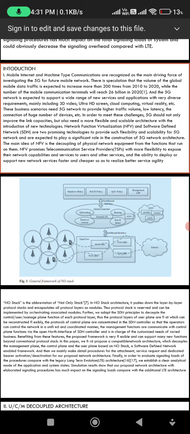The main idea of NFV is the decoupling of physical network equipment from the functions that run on them. NFV promises telecommunication service providers more flexibility to expose their network capabilities and services to users and other services, and the ability to deploy or support new network services faster and cheaper so as to realize better service agility.